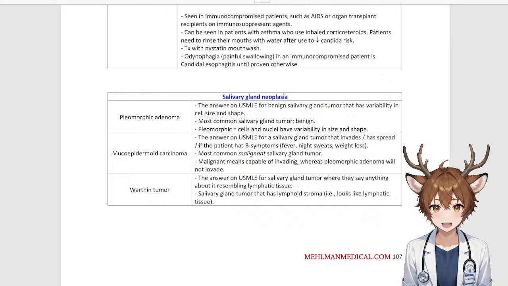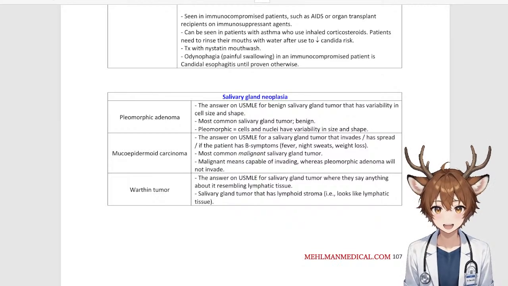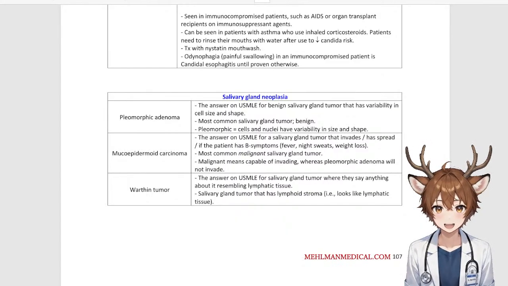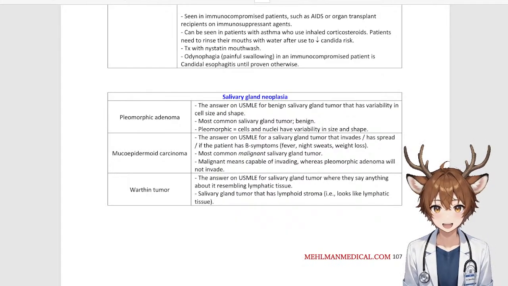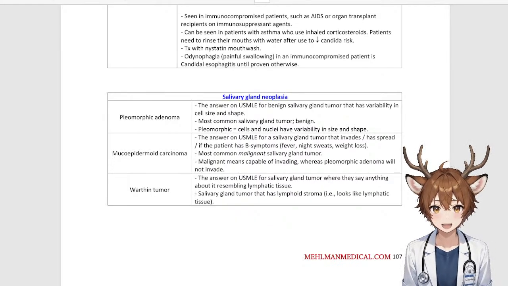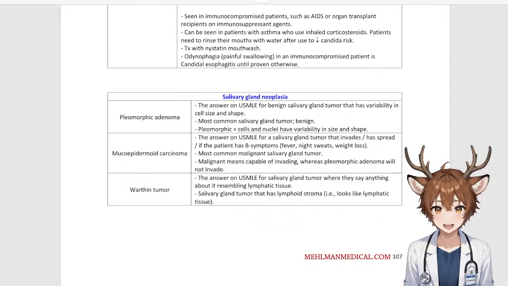Mucoepidermoid carcinoma. The answer on USMLE for a salivary gland tumor that invades or has spread, if the patient has B symptoms: fever, night sweats, weight loss. Most common malignant salivary gland tumor, mucoepidermoid is the most common. Malignant means capable of invading, whereas pleomorphic adenoma will not invade.